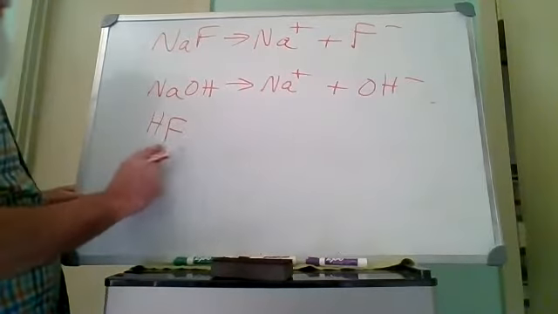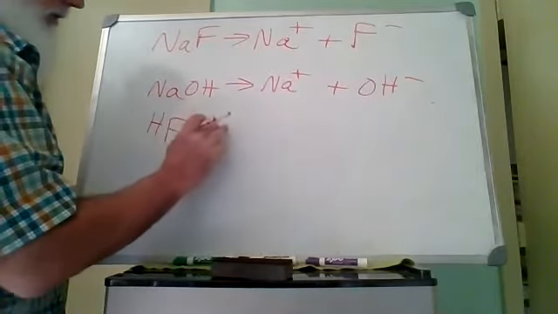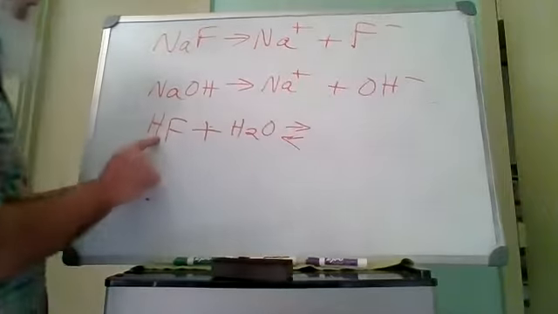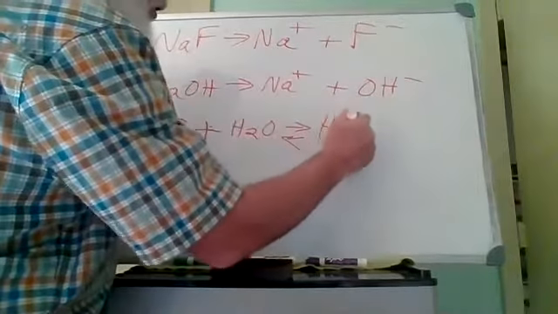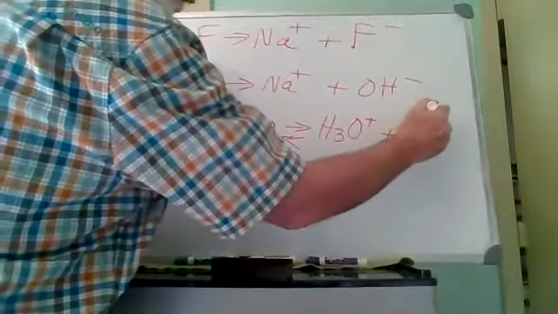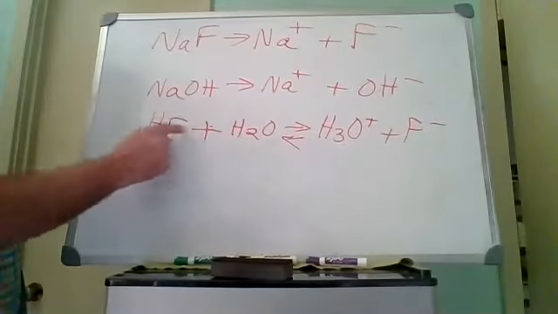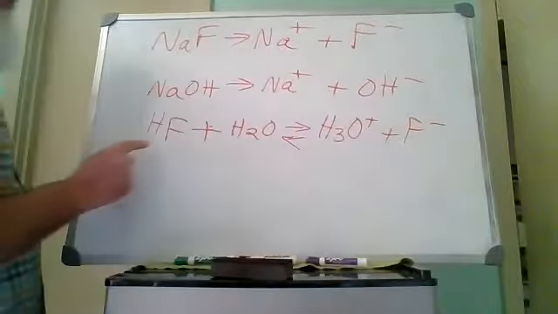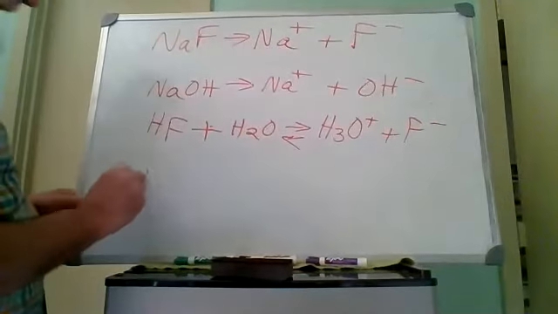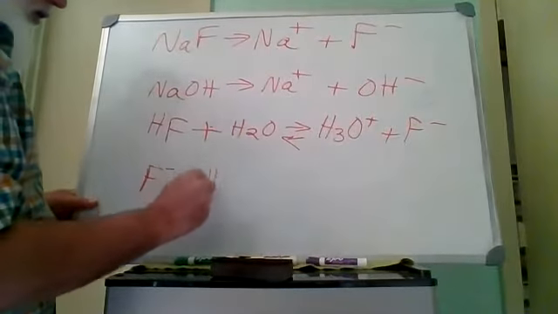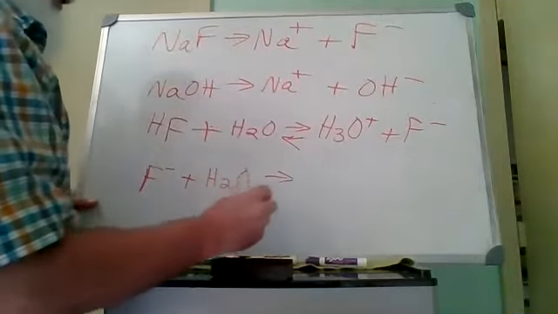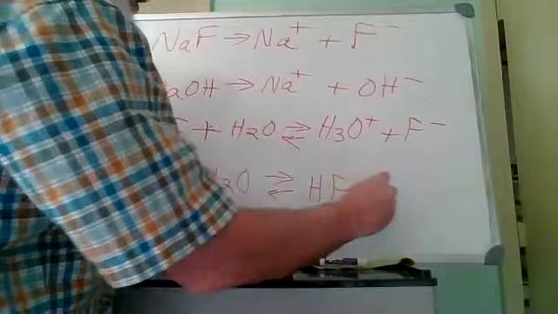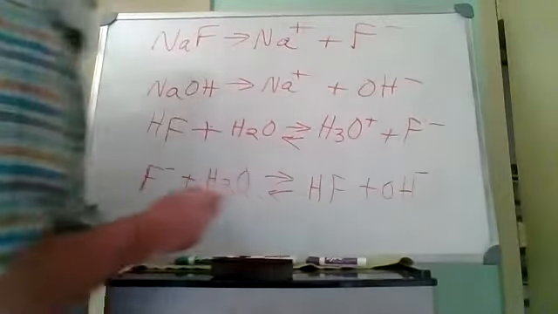HF plus H2O gives us, this is a weak acid, so it's going to give us H3O+ and F-, right? This is a weak acid, so we should expect the conjugate base to react with water. So let's take a look at that. F- plus H2O gives us, this will be an equilibrium situation, it's going to reform the weak acid plus hydroxide, right?